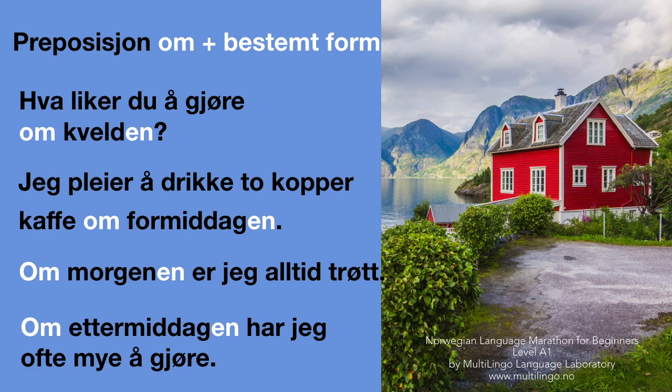Jeg pleier å drikke 2 kopper kaffe om formiddagen. Well, usually, in the first part of the day, before noon, I drink 2 cups of coffee. Om morgenen er jeg alltid trøtt. I'm always tired in the morning. Om ettermiddagen har jeg ofte mye å gjøre. I often have a lot to do in the afternoon. So you see, om and the definite form of the time expression shows us some regularity that something happens not just once and not this particular morning, not this particular afternoon, but generally.